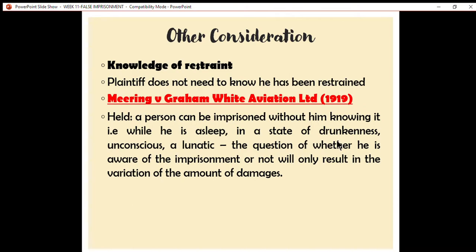So the question of whether he is aware of the imprisonment or not will only result in variations of the amount of damages. Yes, the court will consider whether he has knowledge, whether he is aware, in order to determine the amount of compensation. Okay, so that's all, the 3 elements and one aspect to be considered in order to prove that is false imprisonment.